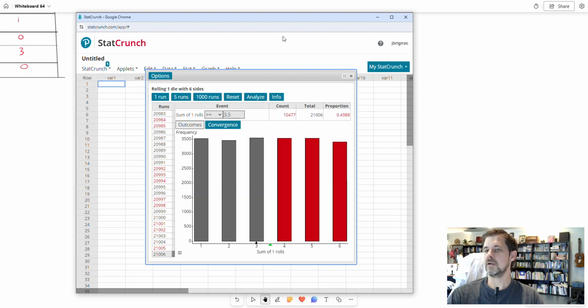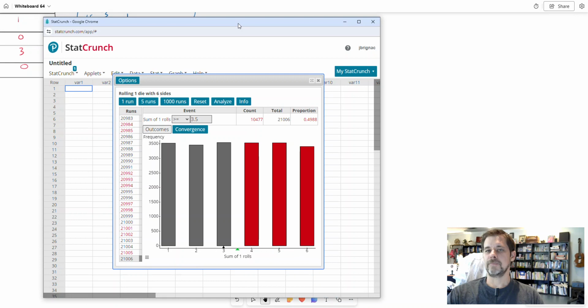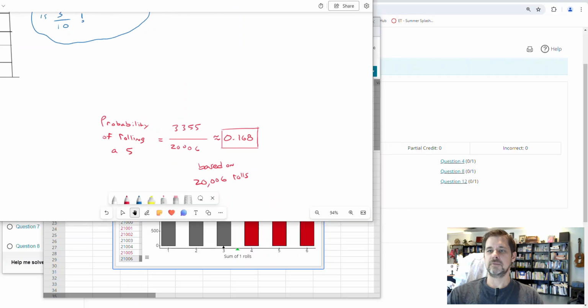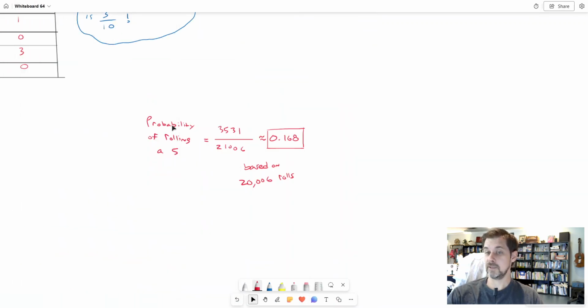And looking at it, I got 3,531 fives out of 21,006 total rolls. Okay, so let's calculate this way. Whoops. Okay, pardon the technical problem. I had to update this thing, so I had to add another 1,000 rolls in it. So that is 3,531 fives out of 21,006 total rolls. So the probability of rolling a 5 based on that experiment is 3,531 over 21,006. And if I get my calculator, that rounds out to be about 0.168.